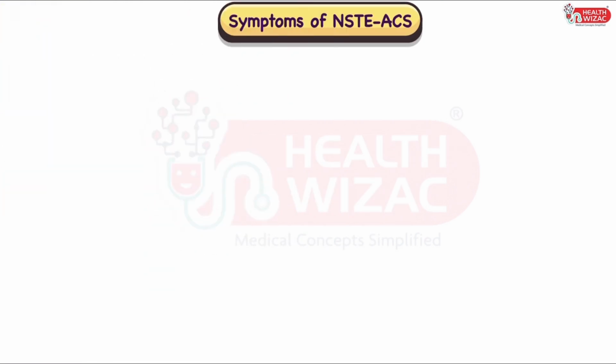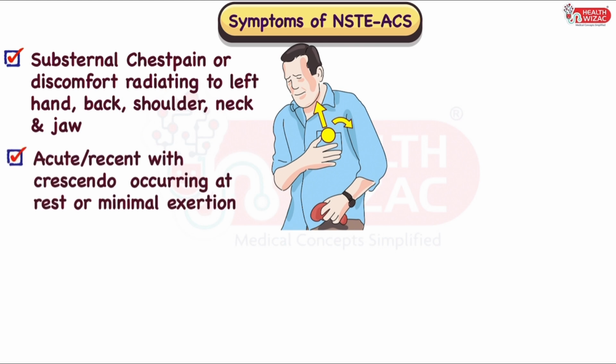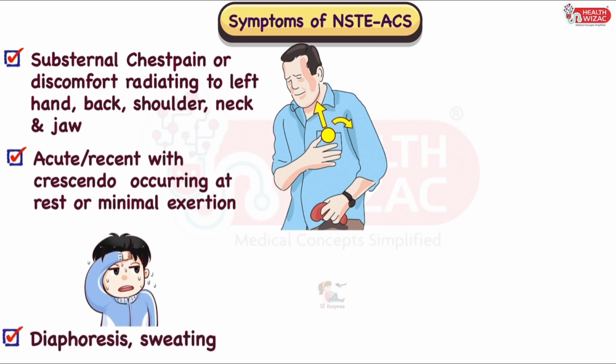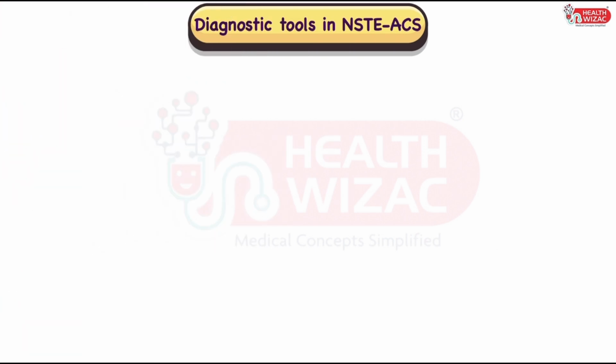Symptoms of non-ST elevation ACS include substernal chest discomfort, either acute or recent, with crescendo pattern, that is more severe than previous episodes and occurring at rest or on minimal exertion. Pain may be radiating to the neck and jaw and may be associated with other symptoms like diaphoresis or profuse sweating, dyspnea, palpitation, and nausea.